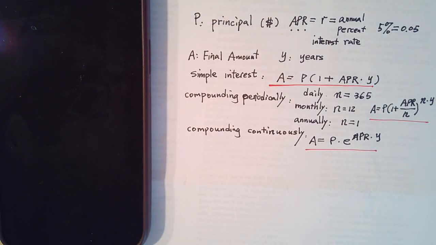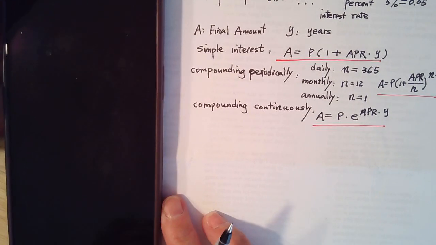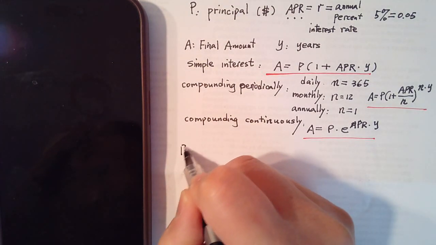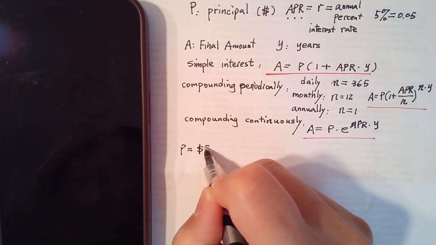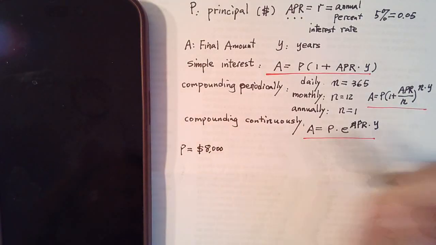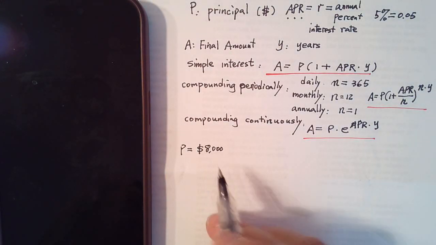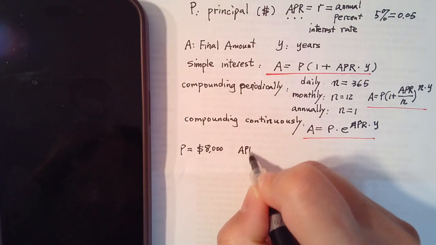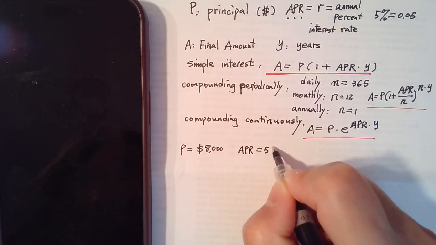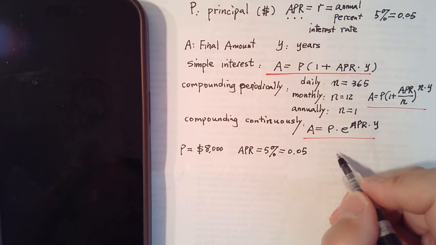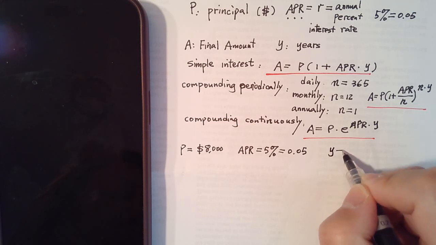Okay, and then we're gonna use some real numbers to find out what is going on, which one is the better one, which one you prefer to use. Okay, so let me just do that. Let's assume that you have the principal of $8,000. So you translate from English to math. This is the math language. P equals 8,000. And the APR, let's say right now is 5%. Of course, you're going to write that as 0.05. Okay, if you leave the money in the bank for 10 years, so Y is 10.